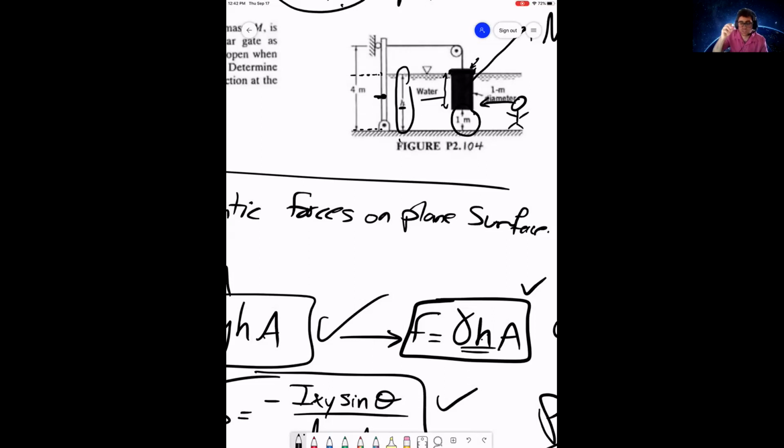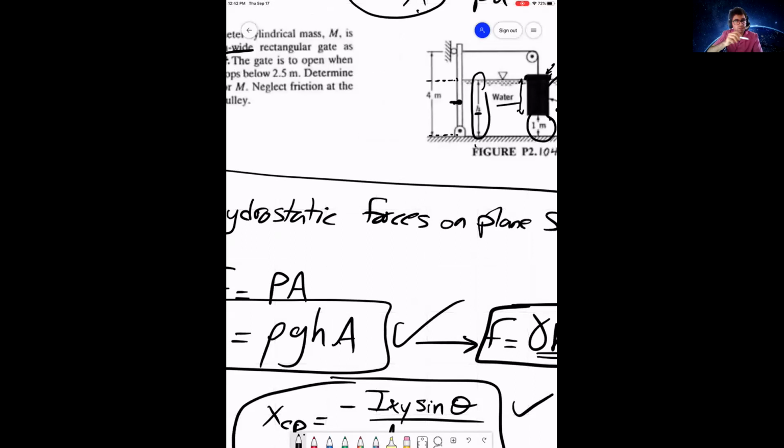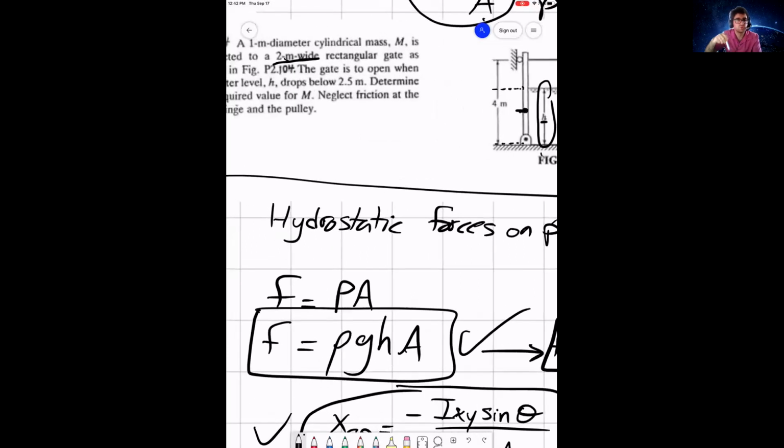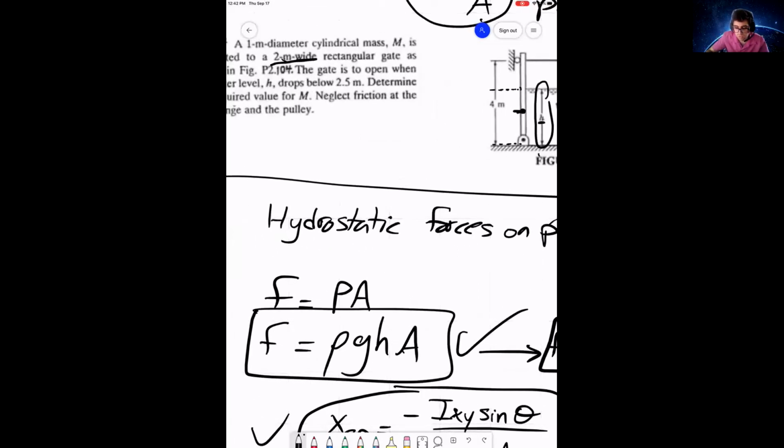Right? So this XCG and YCG will be what? For the rectangle, it will be the middle point, exactly. And for Y, it will be the middle point, and for X, it will be the same middle point, so 2.5 over 2, or 2, excuse me, it was 2 meters wide. Okay. Makes sense.